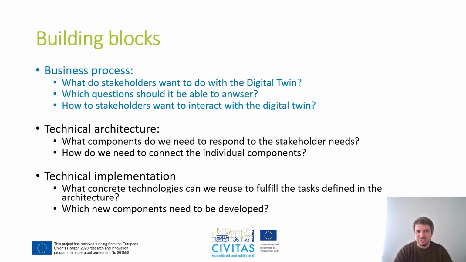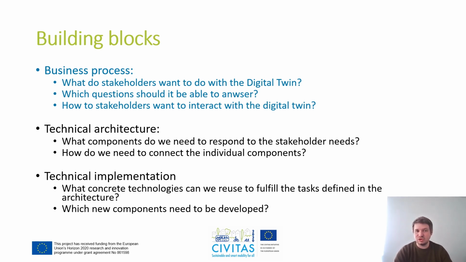So first we have the business process. And there we have a couple of questions that we want to answer when we think about what would be the business process of a digital twin for urban logistics. The first question here is, what do stakeholders want to do with a digital twin? So what are actually the needs of the stakeholders? What information do they want to obtain? What are the systems that they want to steer with the outputs of this digital twin? This we first have to know because these are the questions that we want to answer with this digital twin. And these need to be known so we can find the proper system design.